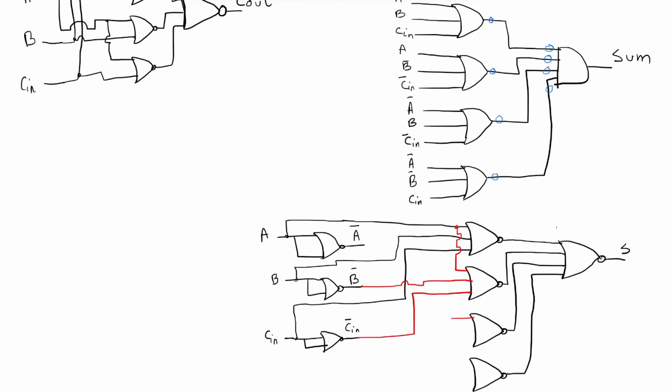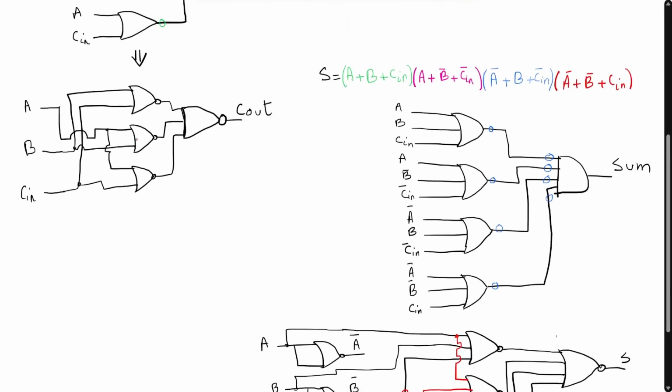So we need 3 inputs for this one, which are A bar, B, and Cn bar. And also we need 3 inputs for this one, which are A bar, B bar, and Cn. So now this is how we can design the circuit for a full adder using NOR gates only. So inside the full adder circuit, we will have this circuit here for the sum, and then we have this circuit here for the Cout. I hope this was helpful.